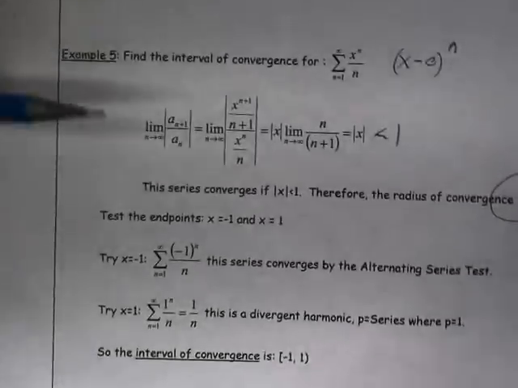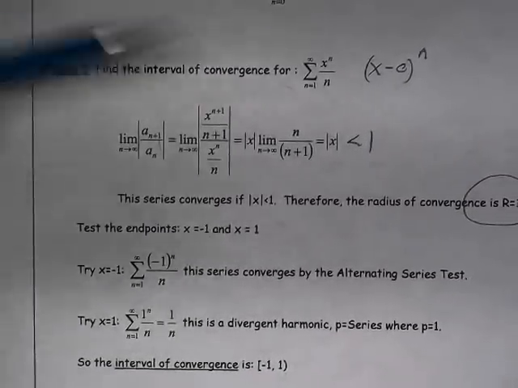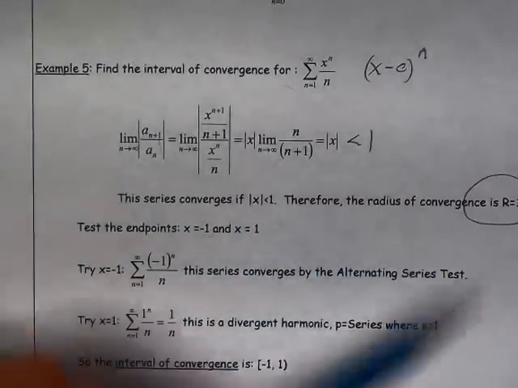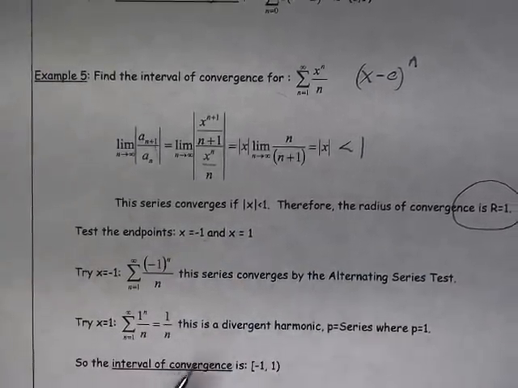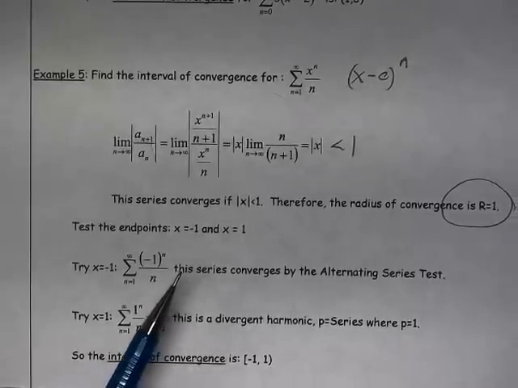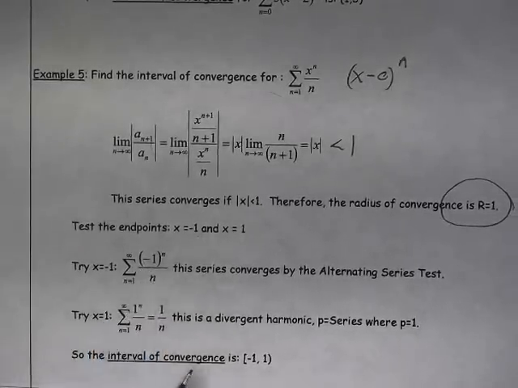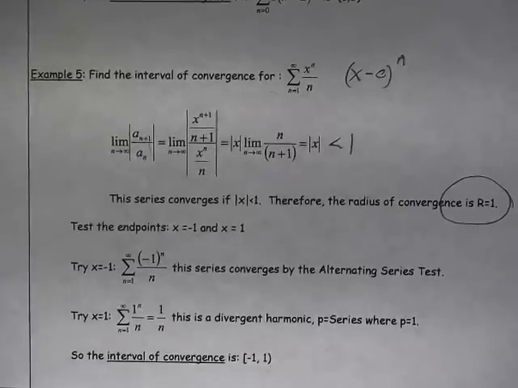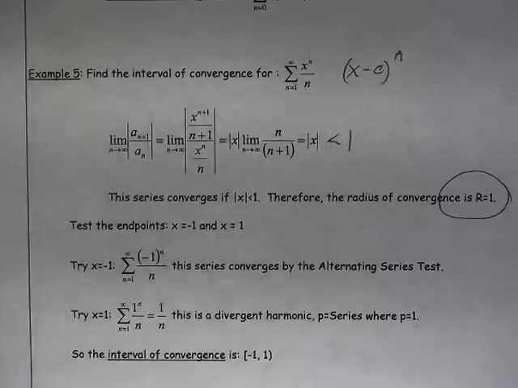So you can see that in this example 5, we got the same radius of convergence. We still got a radius of convergence of 1, but this time one of our endpoints turned out to be a convergent series. So here we're including negative 1 and excluding 1, whereas in the previous example we excluded both of the endpoints on our interval of convergence.